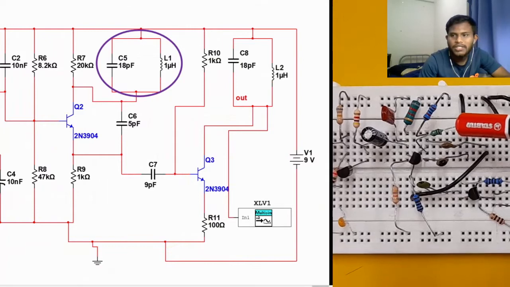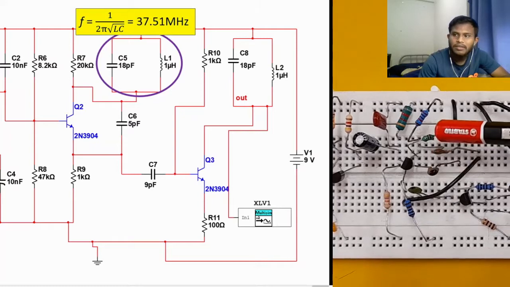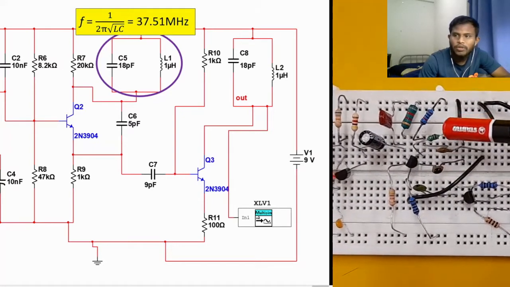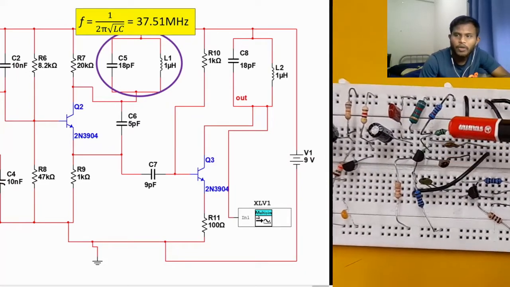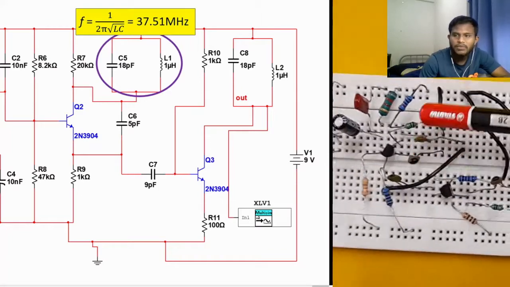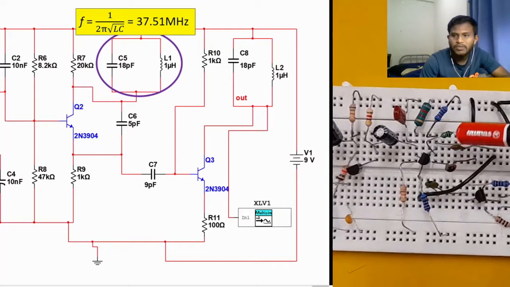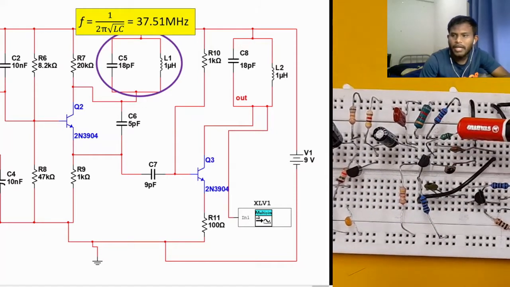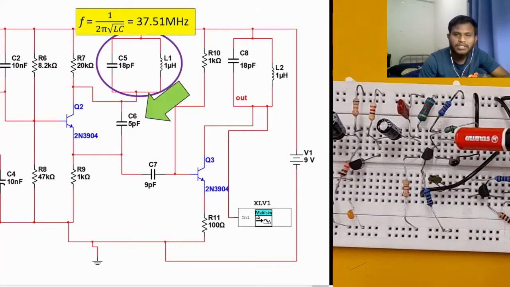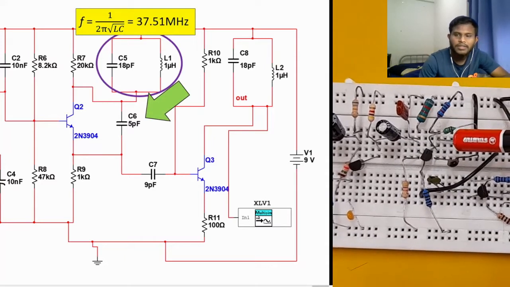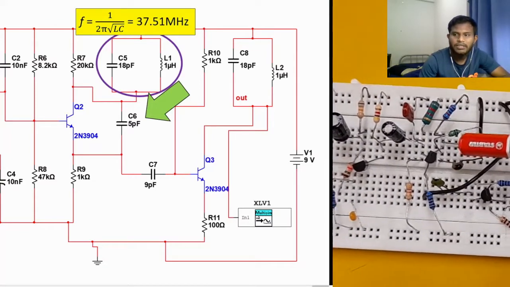The frequency of oscillation is given by F equals 1 over 2 pi square root LC, and our calculation is 1 over 2 pi square root 1 micro and 12 pico, and we get 37.51 MHz. For a better frequency, we require a frequency between 88 MHz to 100 MHz. For this, we can use a 0.2 microhenry inductor and 12 pico capacitor value. Then this is C6 and 5 picofarad capacitor. This capacitor serves the purpose of keeping the tank circuit to vibrate.